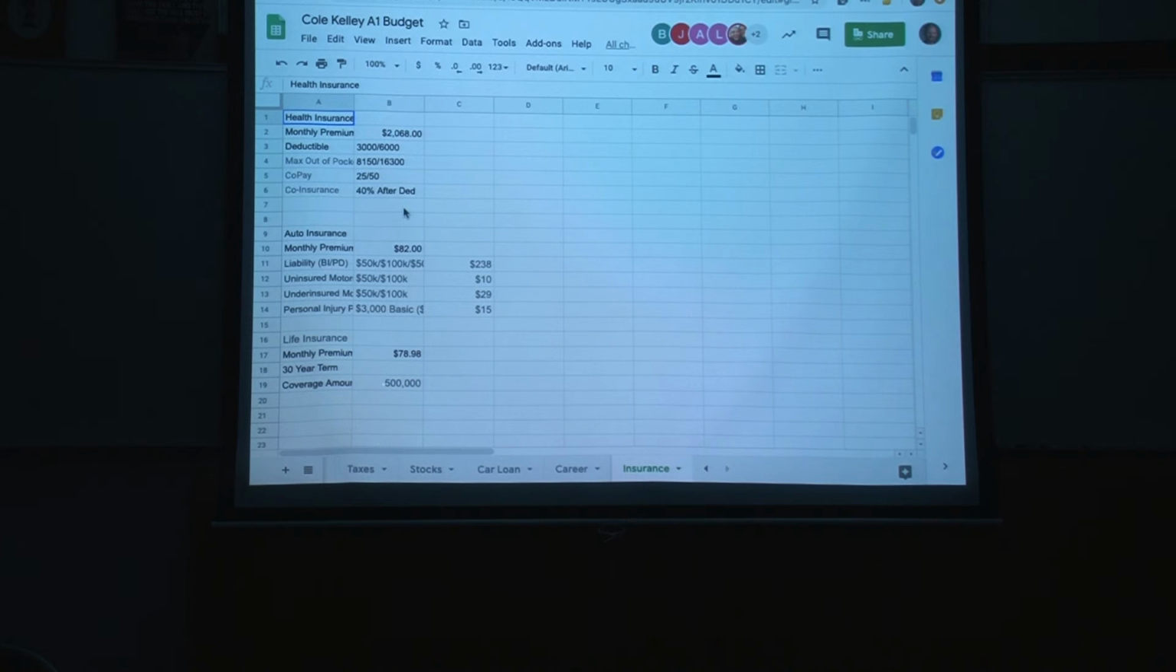This is going to be your final Google Sheet activity, okay? It's going to be just filling out that budget. You are creating a budget based on the job that you chose, okay?